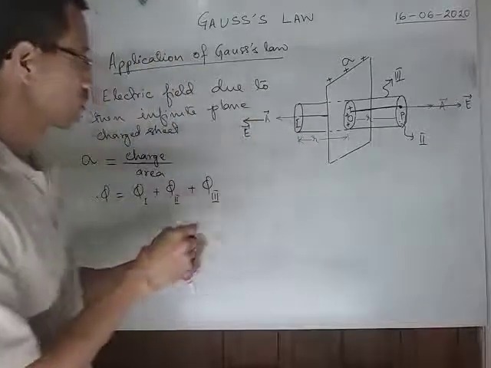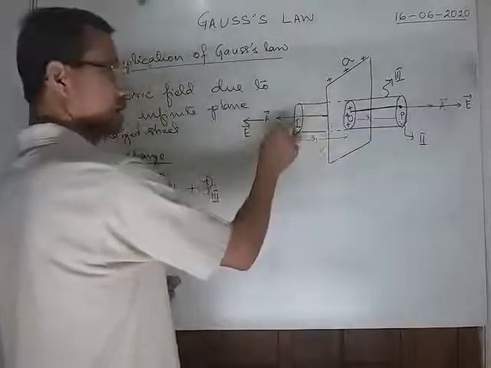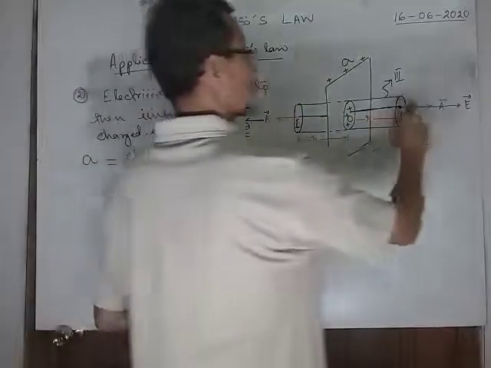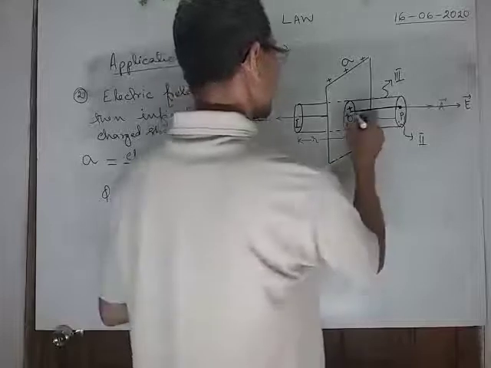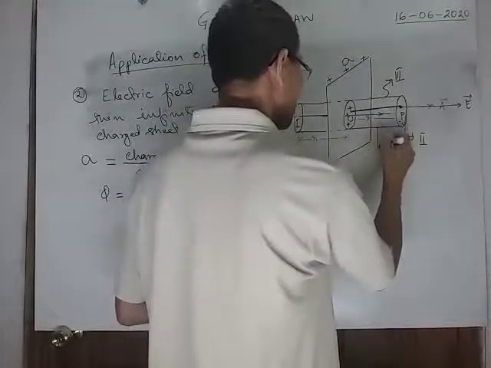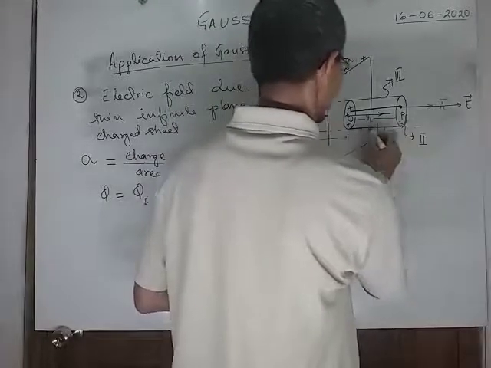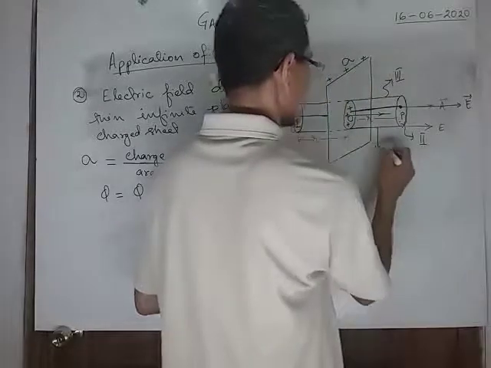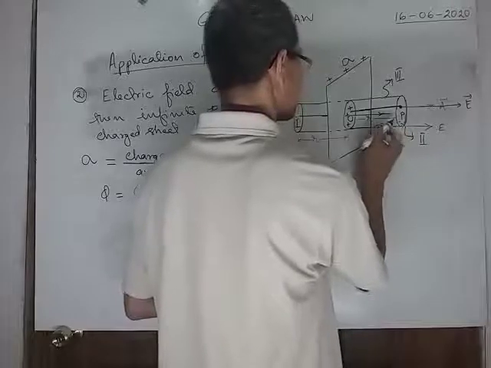So what happens for this surface 1 and surface 2? Electric field E and area vector, they are along the same direction. But for this third surface, what happens? Electric field will be along like this, but the surface will be perpendicular like this. So your electric field E here, you can draw it, and your surface here, let's take a small surface somewhere here, like this.